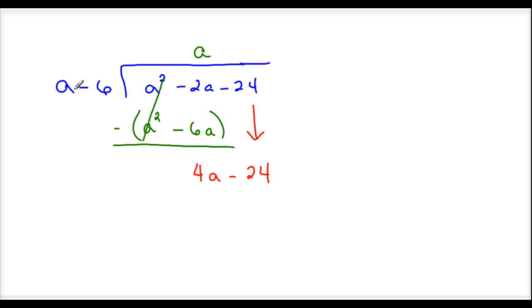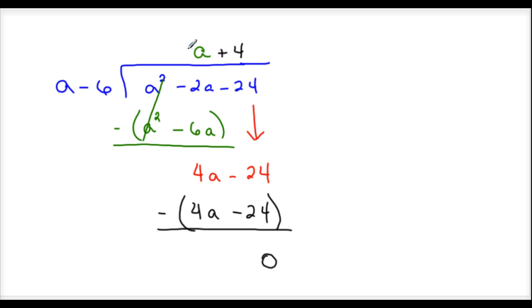How many times does a go into 4a? Positive 4 times. So a times 4 is 4a. Negative 6 times 4 is negative 24. Parentheses. Notice you have the same quantity minus each other. 4a minus 4a, negative 24 minus negative 24, and you get 0. So if a minus 6 goes into a squared minus 2a minus 24, your remaining factor is a plus 4.